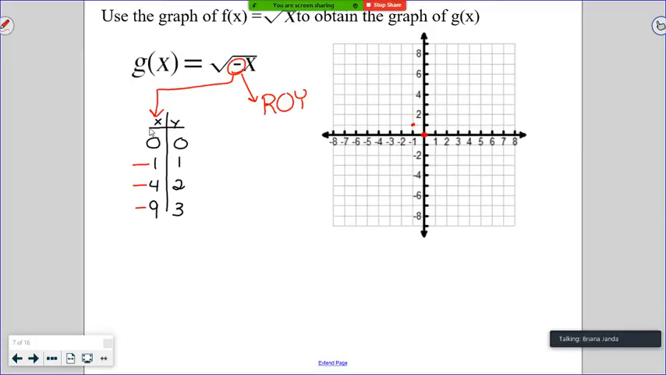-1, 1, -4, 2, -9, 3 runs off my graph. It'd be somewhere over there. Looks like that. If I compare that again to the original, which would have looked something like this, if I draw that quickly, you can see how that flipped over our y-axis. Any questions on how to attack reflections, negatives, when we go to graph?